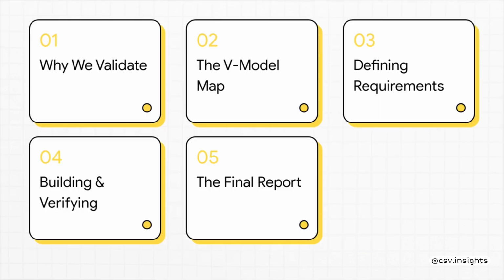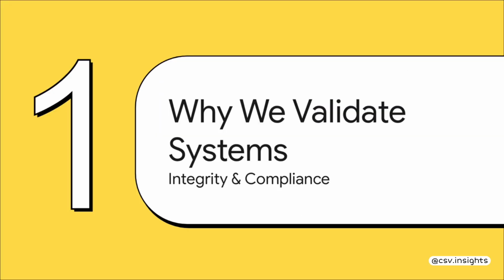Okay, so here's our game plan. We're going to start with the big why. Then I'll introduce you to our roadmap, the V model. And from there, we'll walk through all 5 key stages, right from the initial idea all the way to the final sign-off. All right, first up, why do we even go through all this trouble?